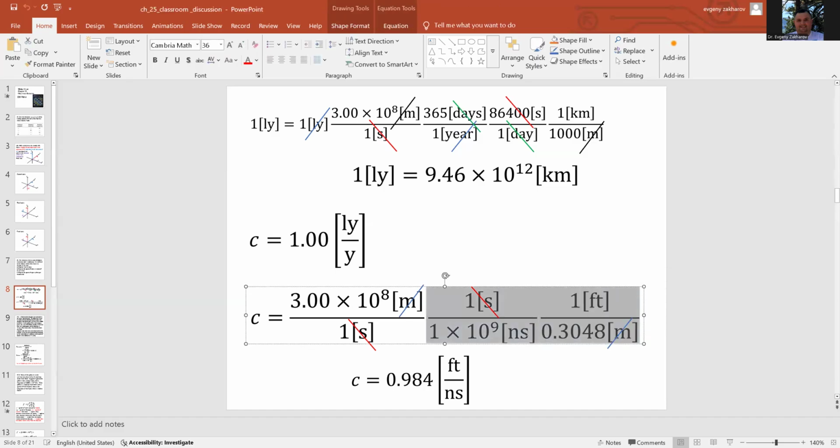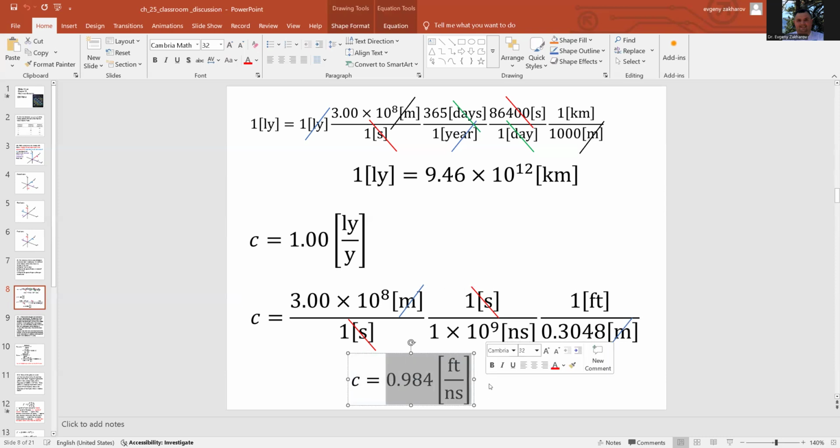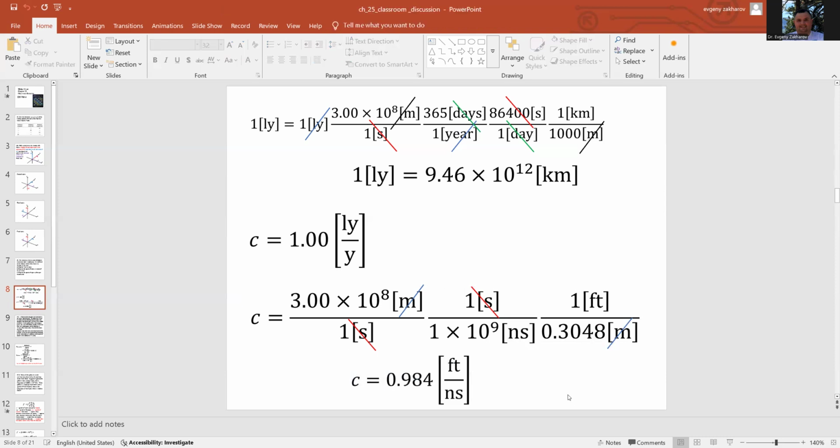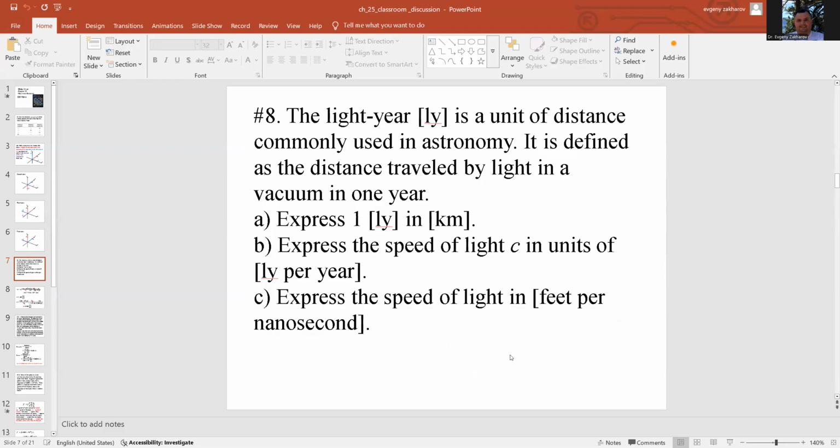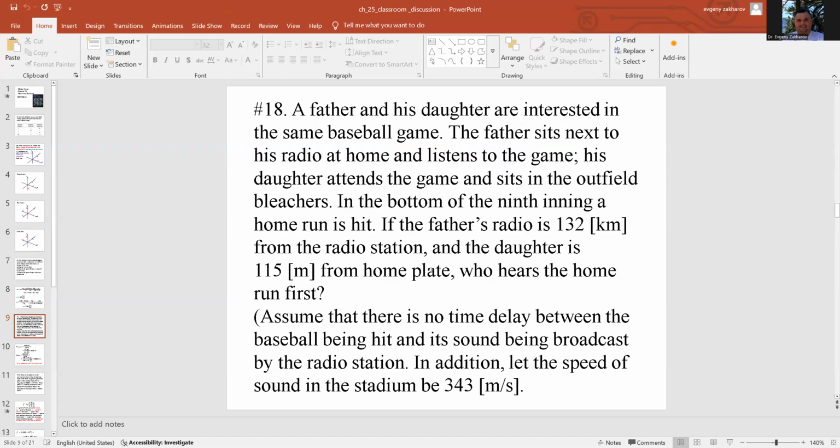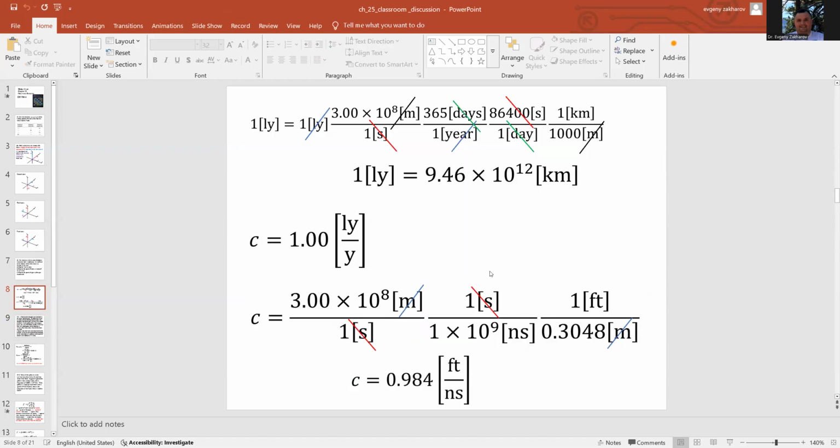Feet per nanosecond, which is that amount. Anyways, a little practice on converting units between astronomical units and system international. For all the formulas, once again, you need the system international. Light years are normally used in astronomy just to describe the distances, like how far the stars are away.